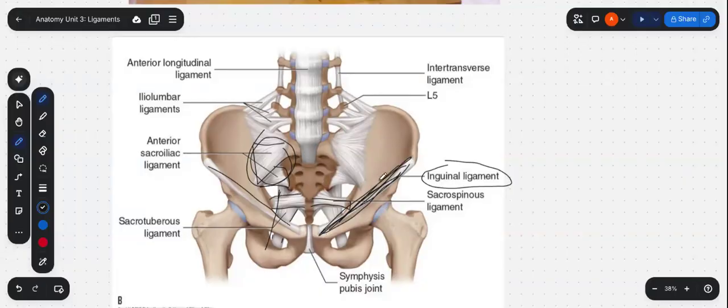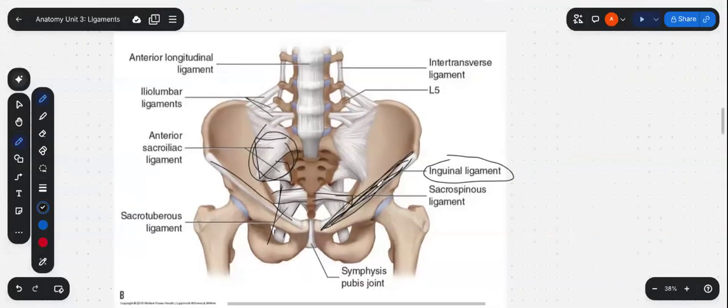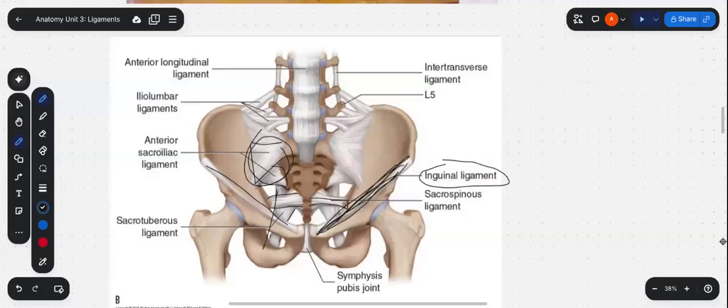All right, another one that we are going to look at is your anterior longitudinal ligament. And this one is basically on your spine, and it just runs straight down from your vertebrae to your sacrum.